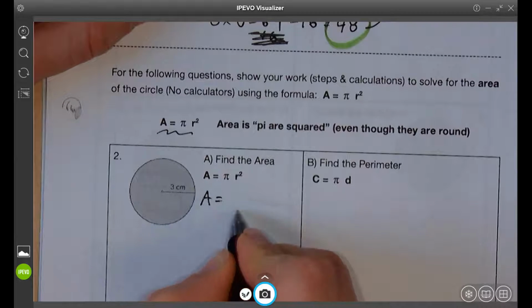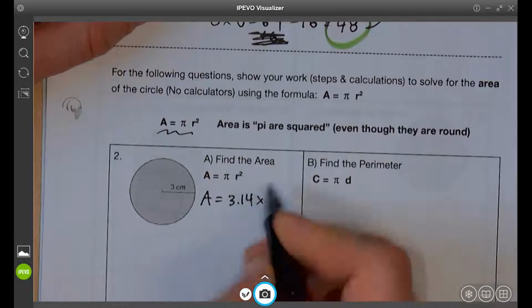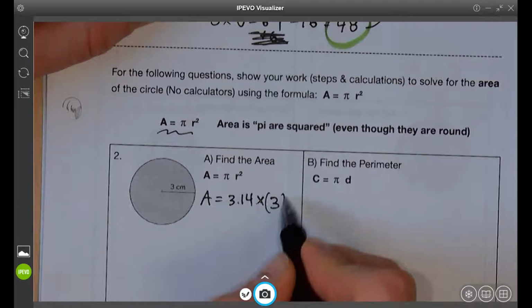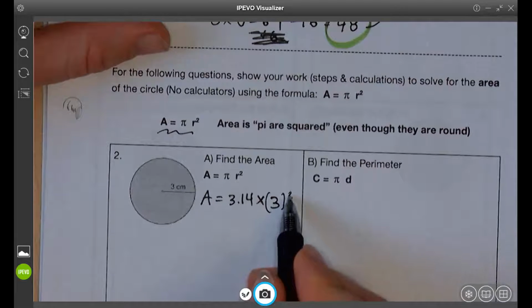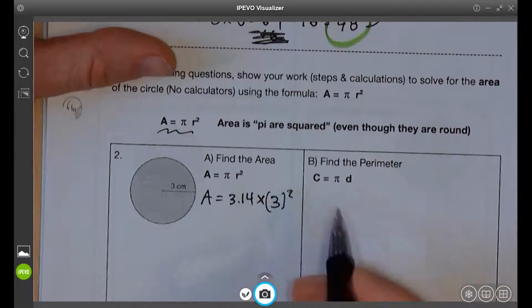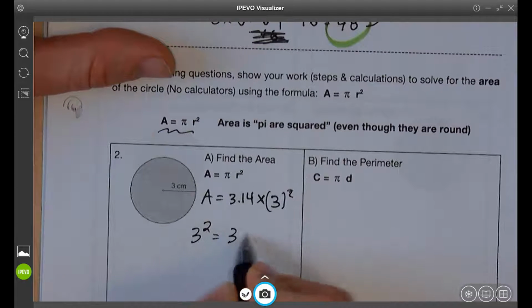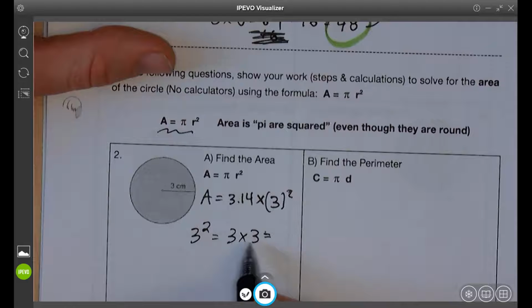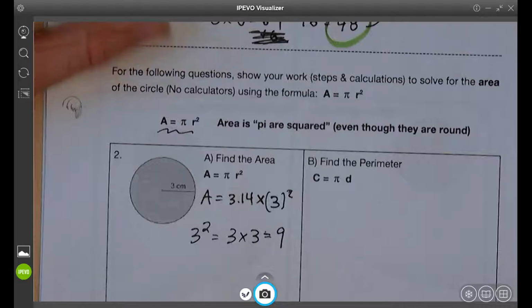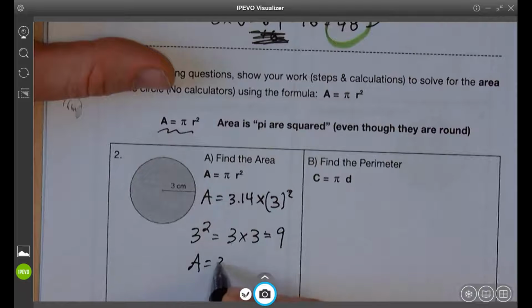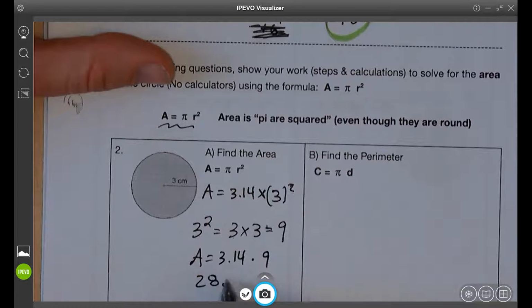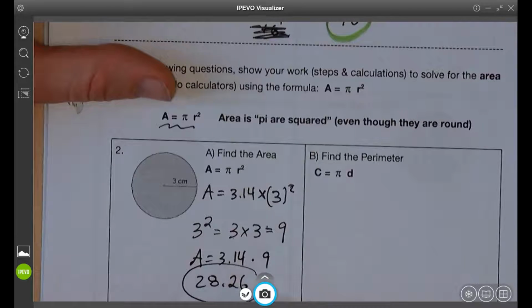So we go ahead and find the areas now of these. So we're going to go 3.14 times r squared. So what's r? r is 3. What does the squared mean? It means 3 times 3. That's what squared means. So 3 squared equals 3 times 3. So the answer to this is not 6. If you put those in a calculator, you're going to get 9. So area is 3.14 times 9. Put that in a calculator. You get 28.26. And there is our answer.